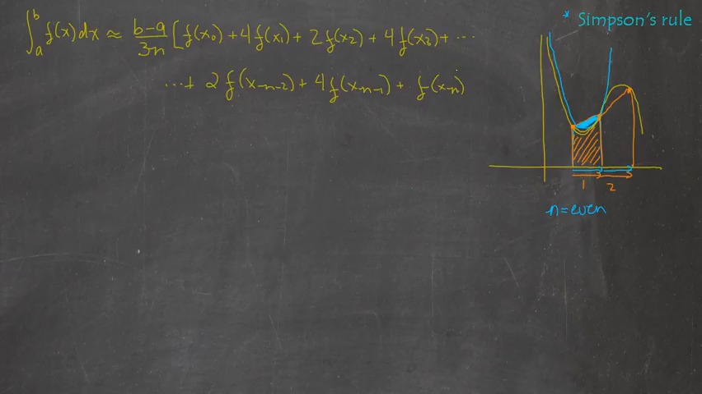So it's very similar to the trapezoidal rule in the fact that the first and last terms have no coefficient multiplied to them, but each term in between has a pattern of 4, 2, 4, 2, 4, 2, 4, 2 until you get to the end.